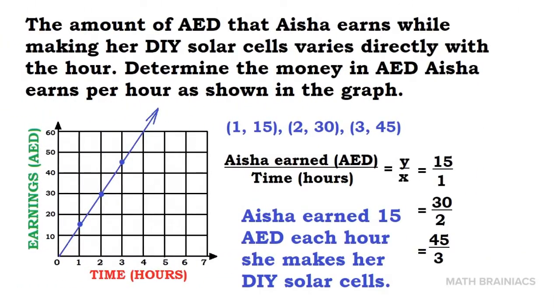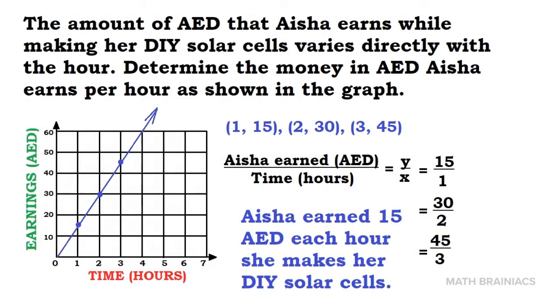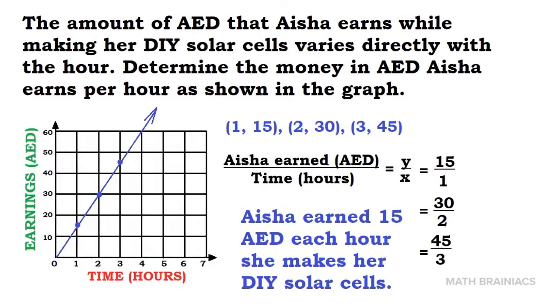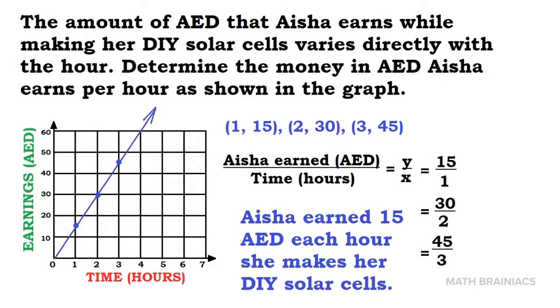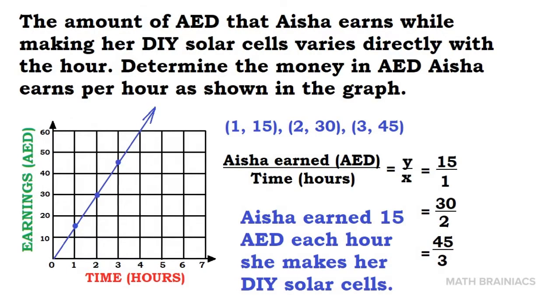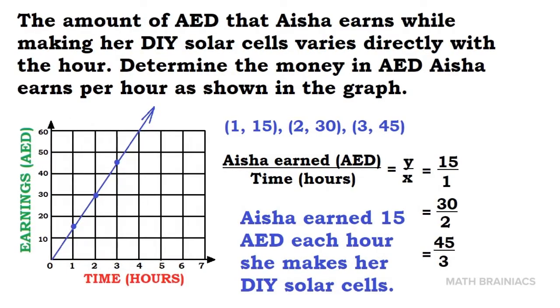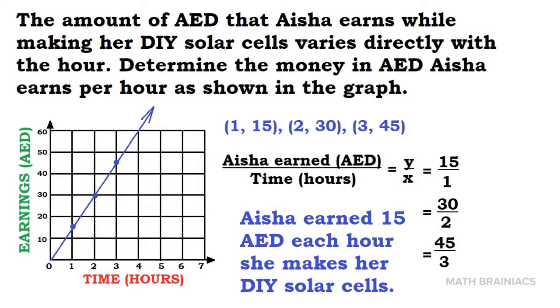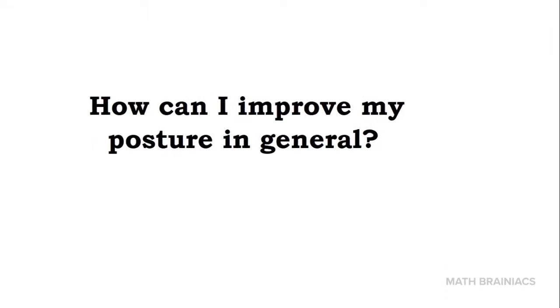To wrap it up, in solving the constant of variation, when you are given a graph, consider 2 to 3 points on the line in the coordinate plane. Then, for every ordered pair, solve for y over x. And you can find the constant of variation. It is easy, right?